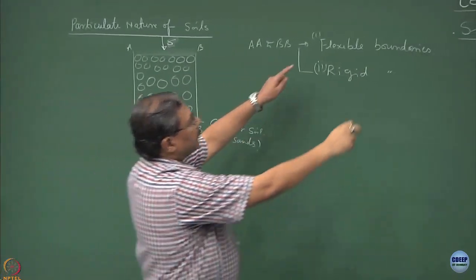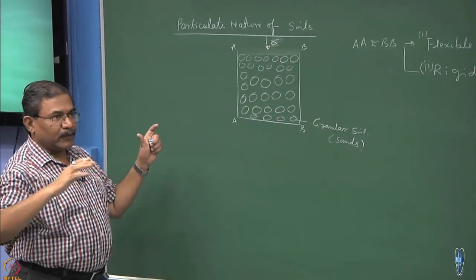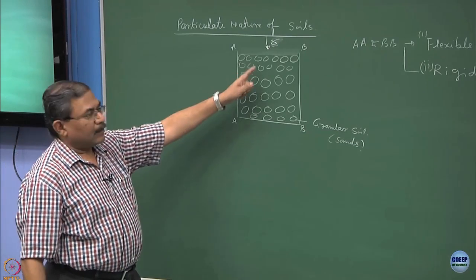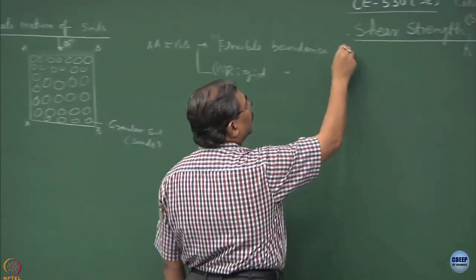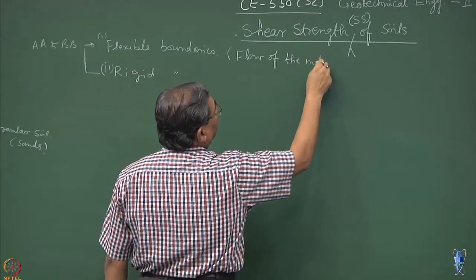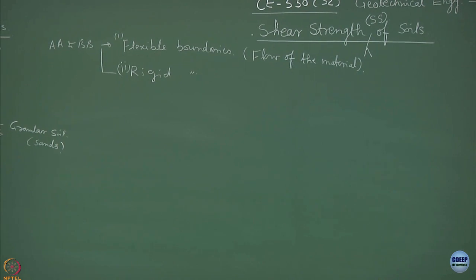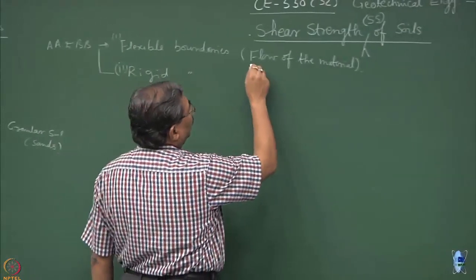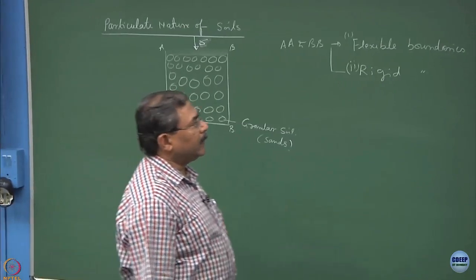when you are dealing with flexible boundaries, what is going to happen? The moment you apply this stress, the boundaries have a tendency to deform, and the granular material has a tendency to flow out, correct? Flow of the material. At that time we skipped this part for discussion. We said this is what we are going to discuss in the second course, meaning we are more interested now in understanding how the flow of the material occurs, and that has something to do with the shear strength of the soils.